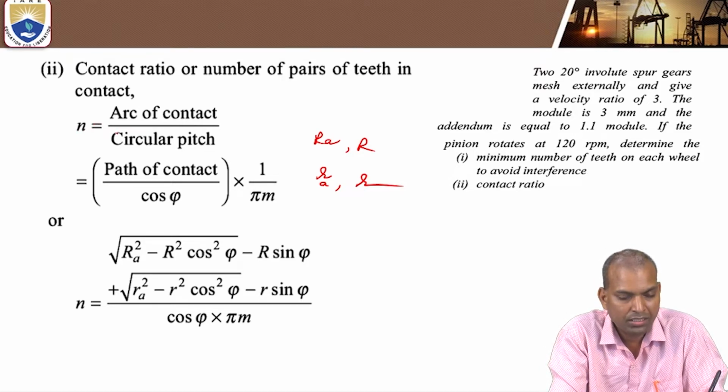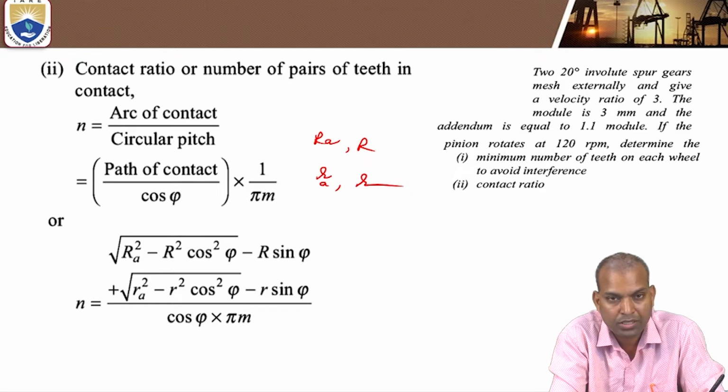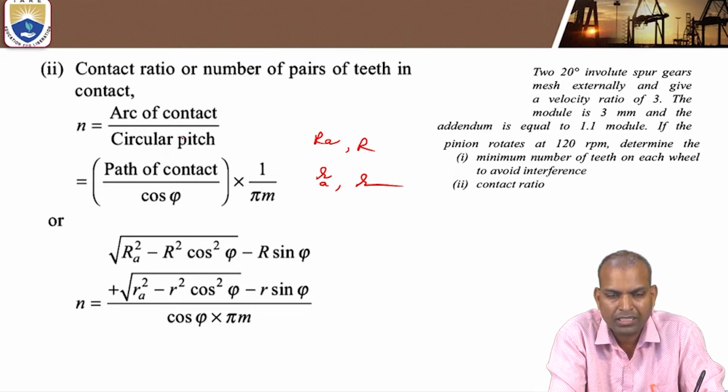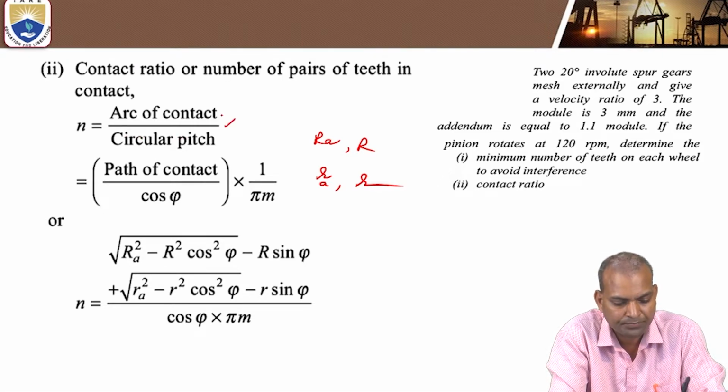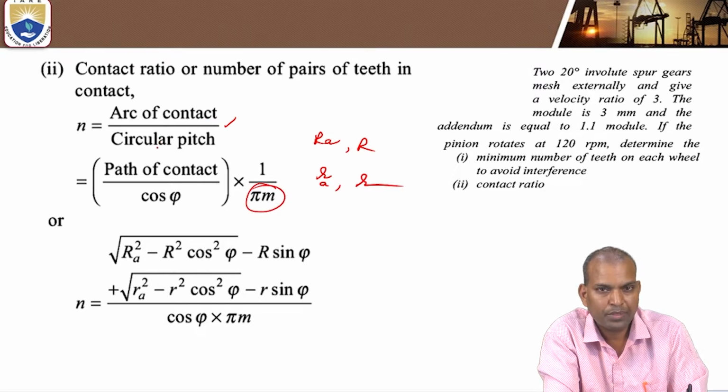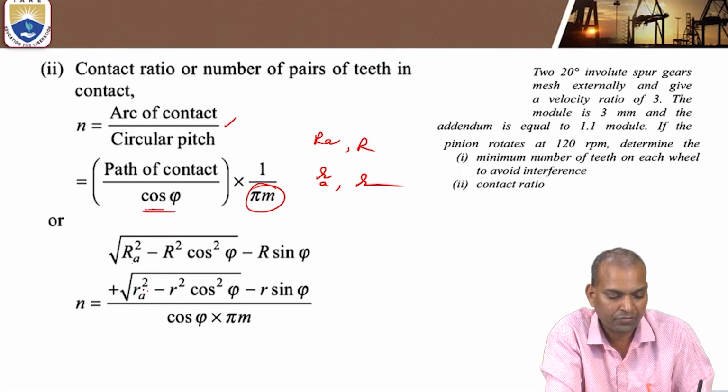Now, what is the meaning of contact ratio? Contact ratio means the number of pairs of teeth in contact. That ratio comes as arc of contact by circular pitch. The circular pitch is pi m. What is the arc of contact? Path of contact by cos phi. What is the path of contact? Path of approach plus path of recess.